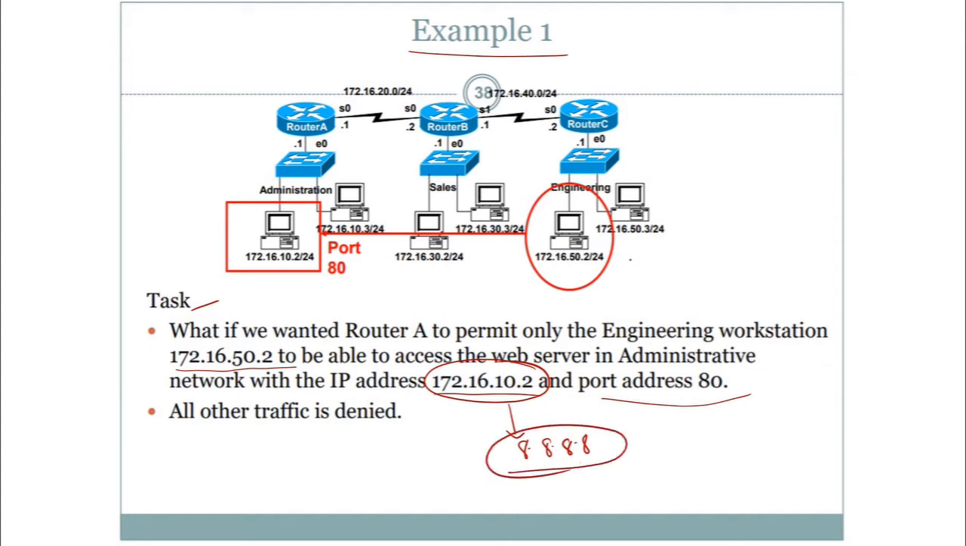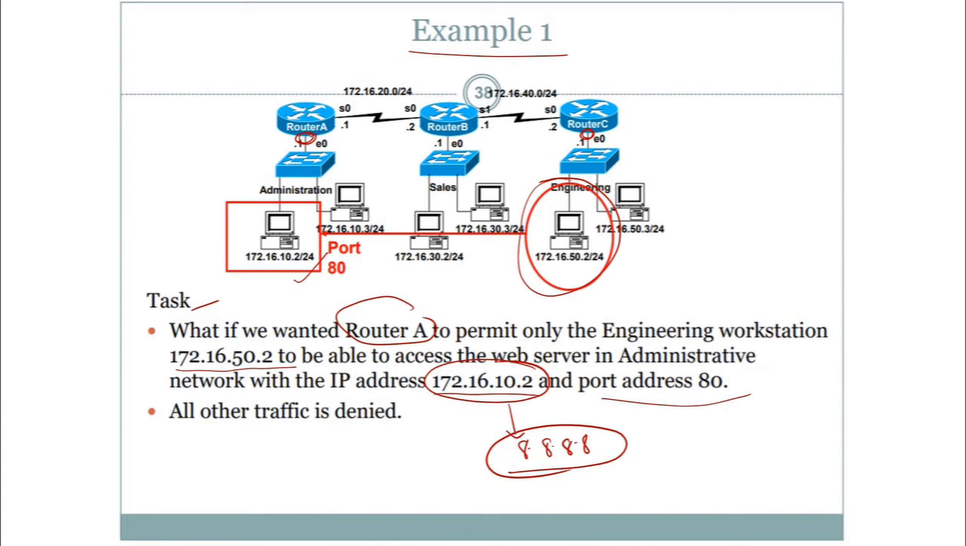What I will do, I will take any of the workstations and allow that one only to reach the web server, and the remaining will all be blocked. So if we go deeper, what if router A permits only the engineering workstation, this one, to access the web server, right? So what it is saying, router A to permit. So we have to take care that this ACL will be deployed on the router A interface towards the web server, not on this. If you apply on this one, then what is happening is it is checking everything from here.